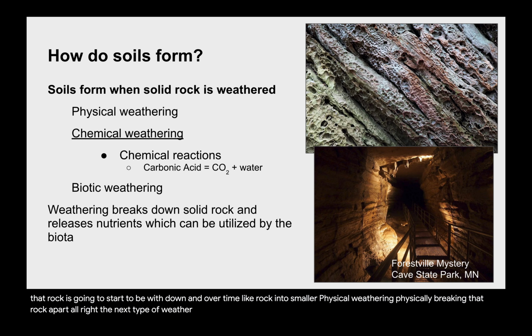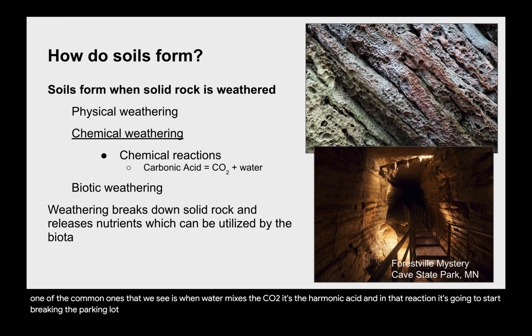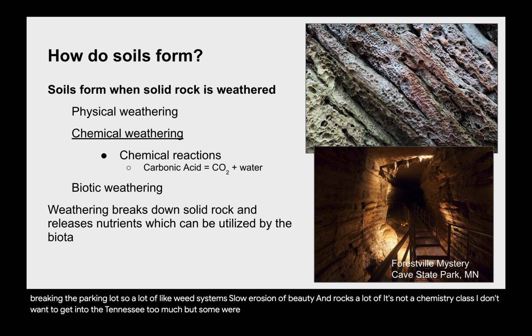The next type of weathering would be chemical weathering. This would be chemical reactions that are causing the rock to break down. One of the common ones that we see is when water mixes with CO2, it forms carbonic acid, and in that reaction, it's going to start breaking apart the rock. A lot of cave systems, where we get all these caves, are due to the slow erosion from chemical weathering. You ever see pockets in rocks? A lot of times this can be due to some sort of chemical weathering. So big picture here, and it's not a chemistry class, I don't want to get into the chemistry too much, but it's some sort of chemical reaction that in the process causes these rocks to break down.